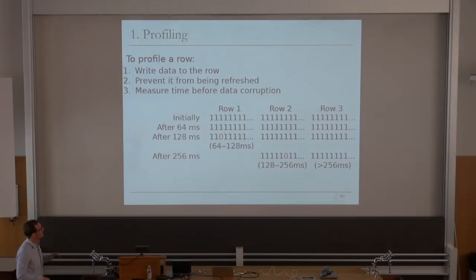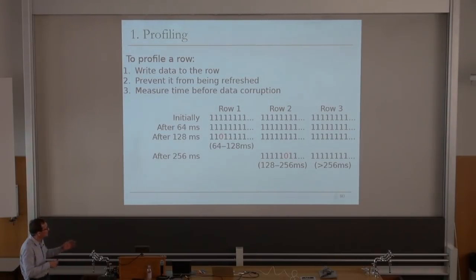So when we wrote the paper, we glossed over the issue. Basically, we said to profile a row, you write data to the row, you prevent it from being refreshed, and you measure the time before data corruption. That's correct, actually. That's how you do the testing in DRAM. That's how DRAM manufacturers figure out whether they can retain data for a long time or not. But they add a lot of margin to it. That's how they get to 64 milliseconds.